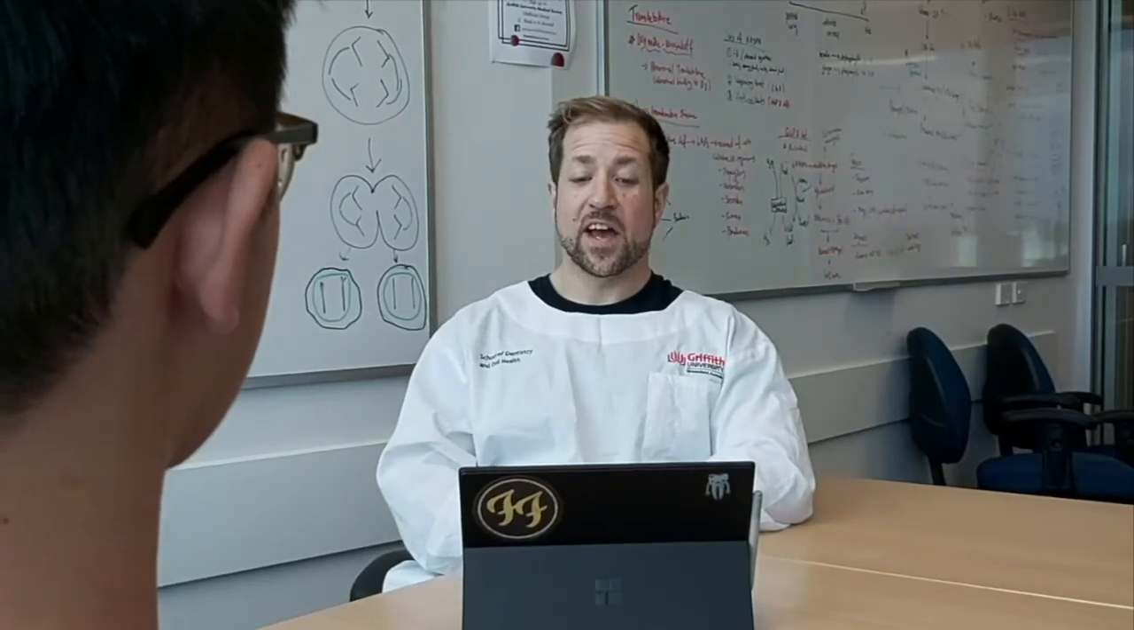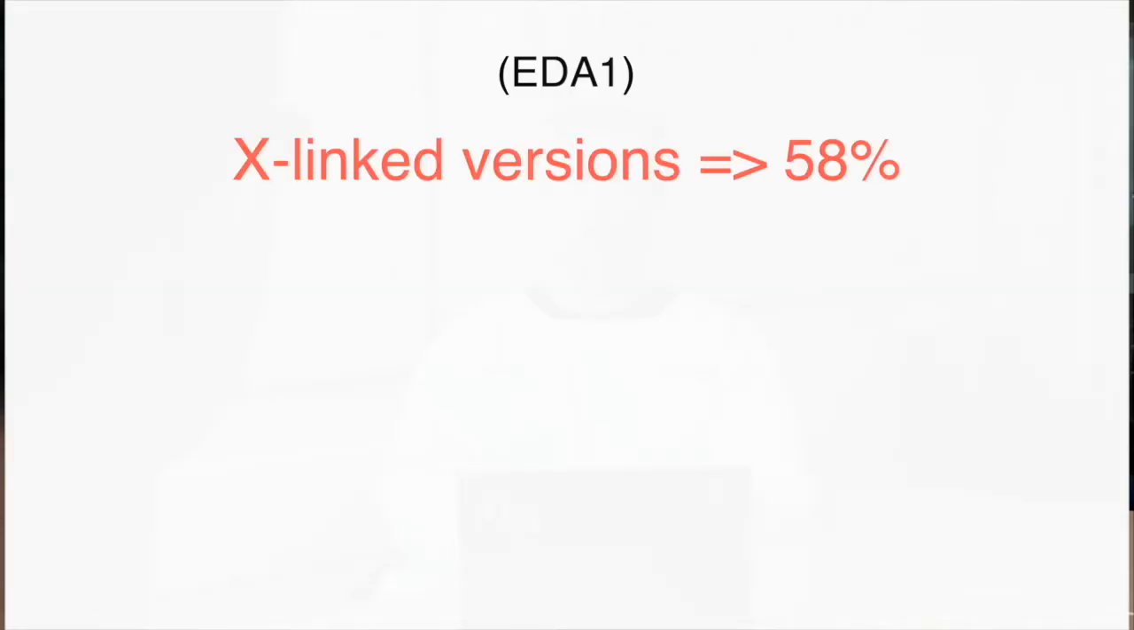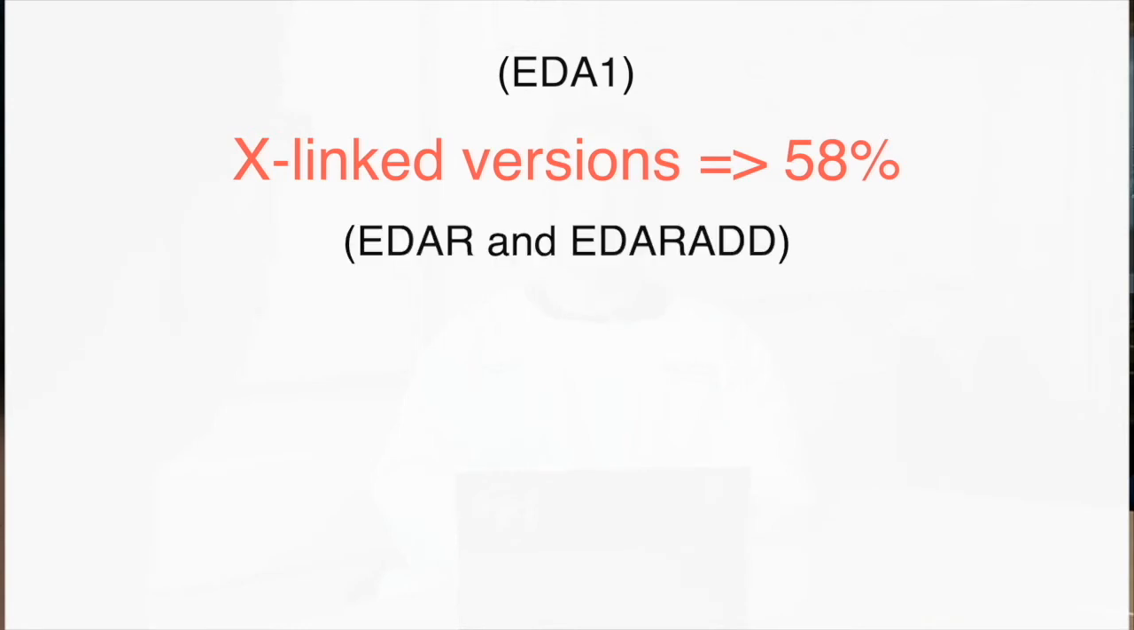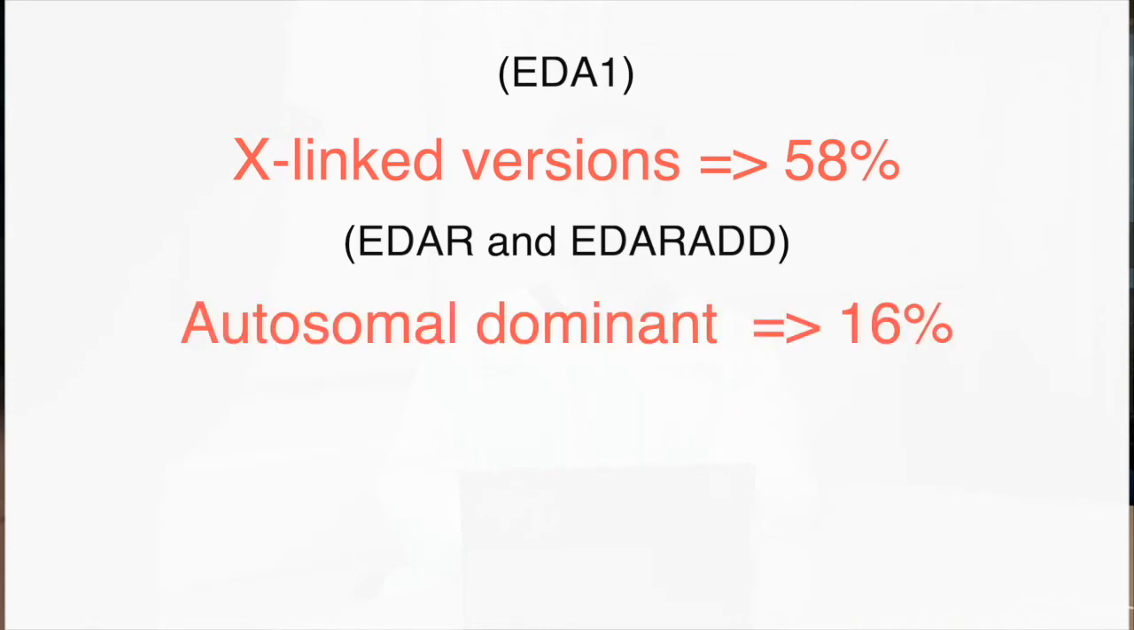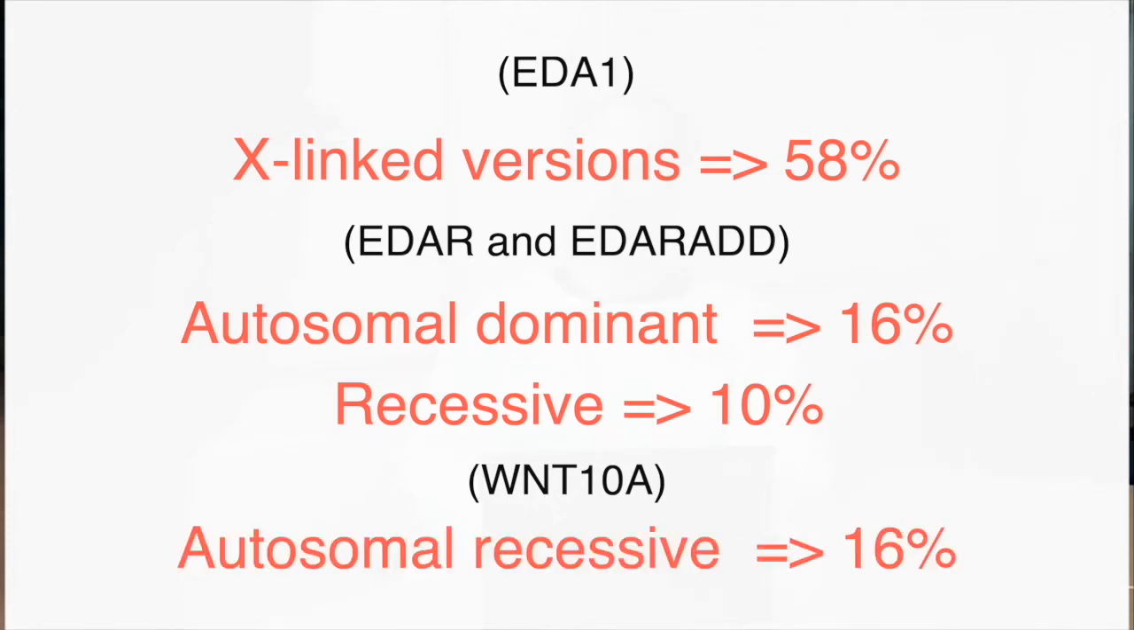Yes. In fact, there are more than 150 types of ectodermal dysplasia. There are 4 genes responsible for ED. EDA1 is responsible for the X-linked versions, and it accounts for about 58% of cases. EDAR and EDARADD are responsible for autosomal dominant and recessive versions and account for about 16% and 10% respectively. WNT10A, which has only recently been identified as an affected gene, is responsible for some autosomal recessive forms and is accountable for roughly 16% of all cases of ED.